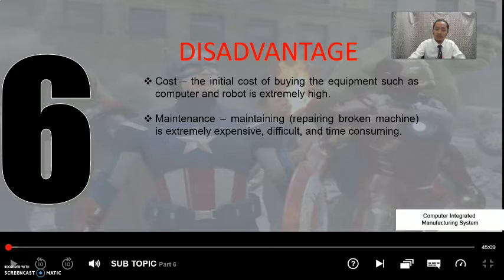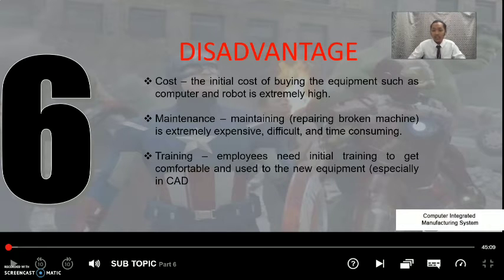The last disadvantage is training. Employees need initial training to get comfortable and used to the new system, especially in CAD, which is computer-aided design.